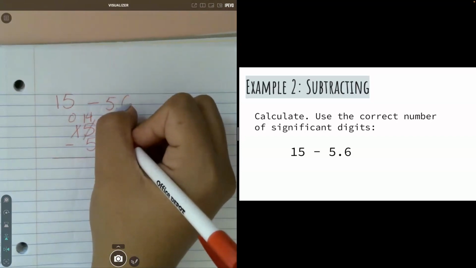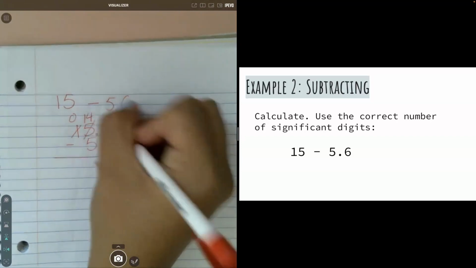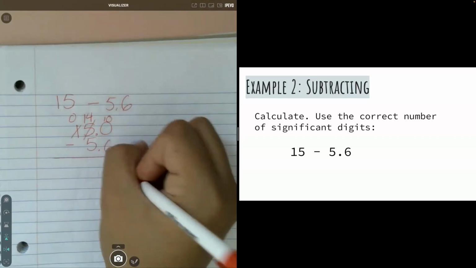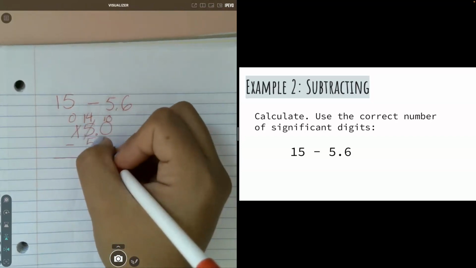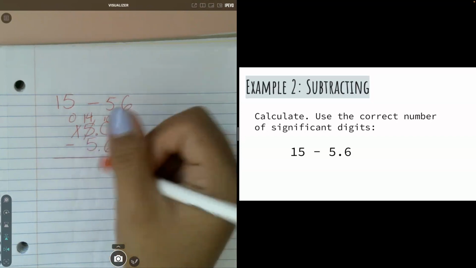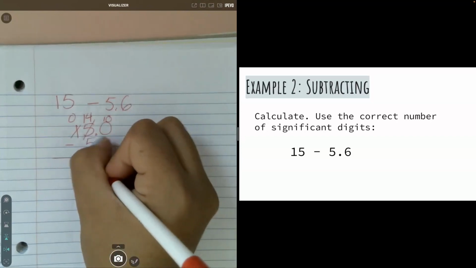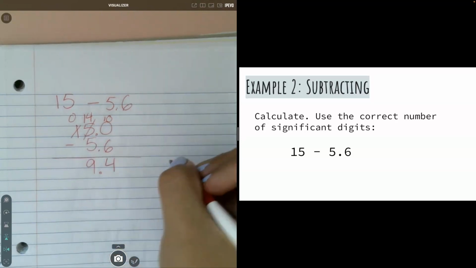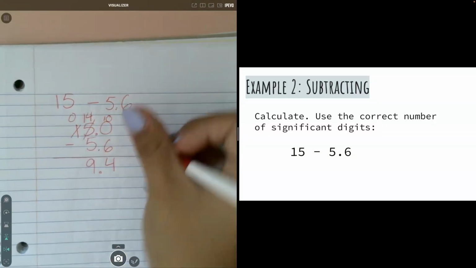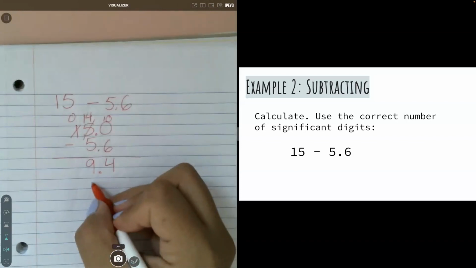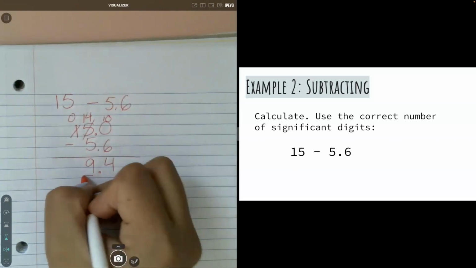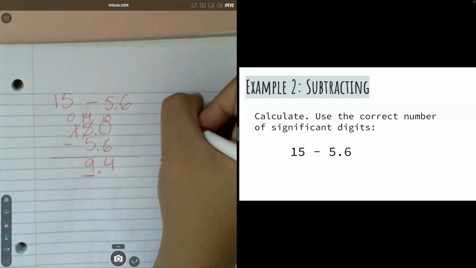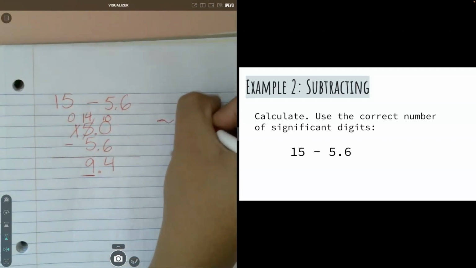And this one, because it's a 0, we're going to add 10 to it. We get 10. 10 minus 6 is 4. 14 minus 5 is 9. So we get 9.4 here. 9.4, it needs to have no decimal places. So rounding to the whole number. To the right of it, there's a 4. That means we round down. Our answer should just be about 9.